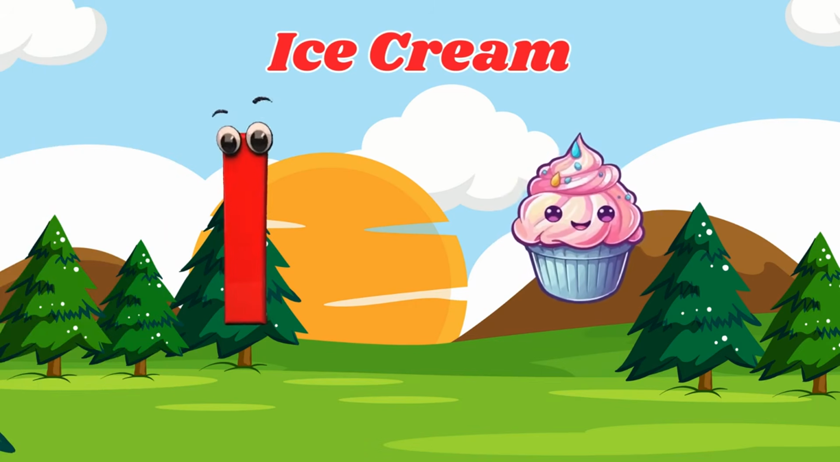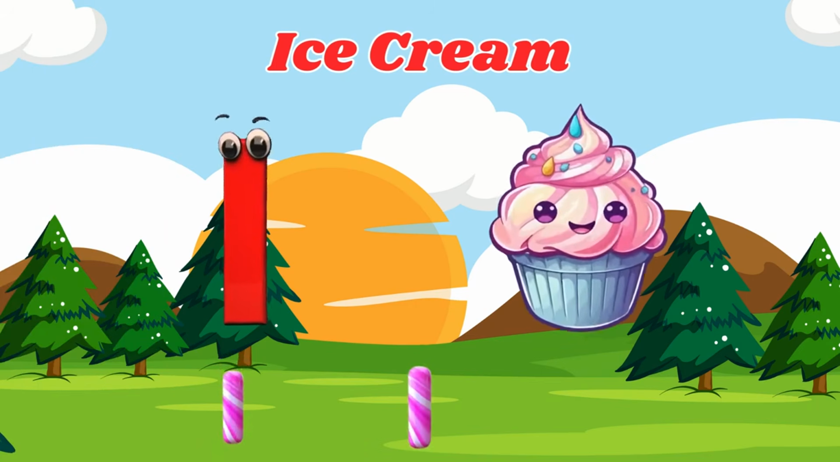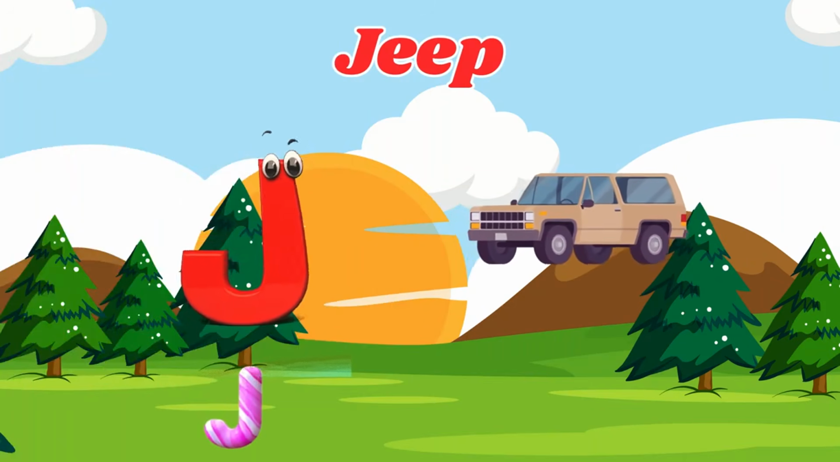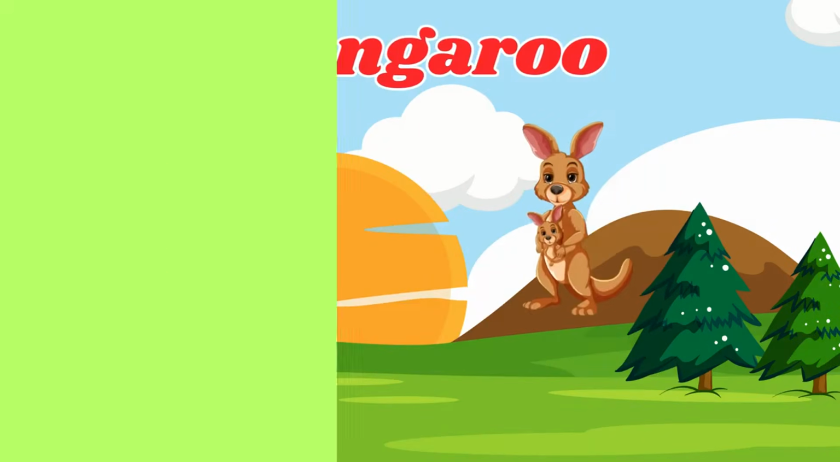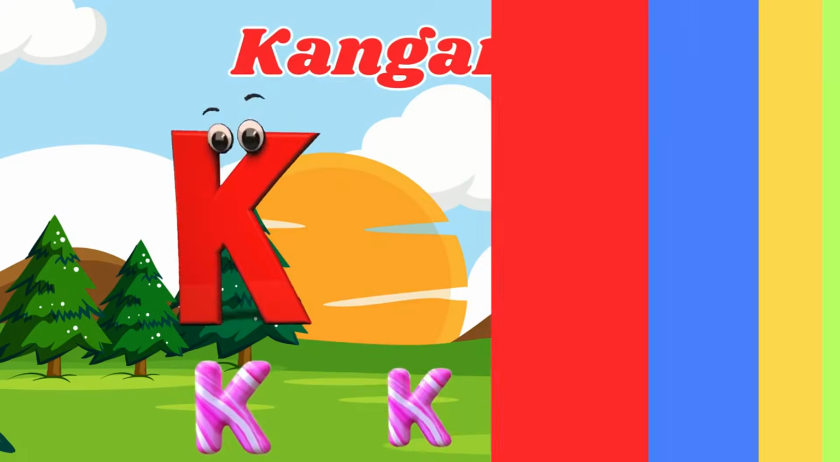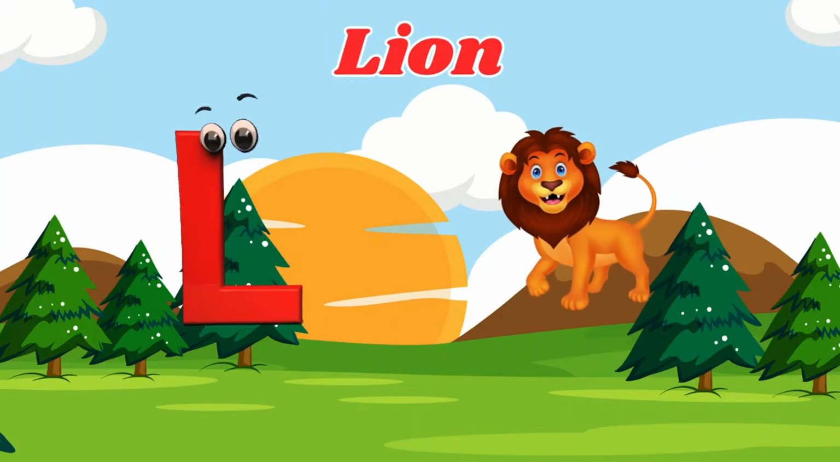I is for ice cream. I, I, I. J is for jeep. J, J, J. K is for kangaroo. K, K, K. L is for lion.